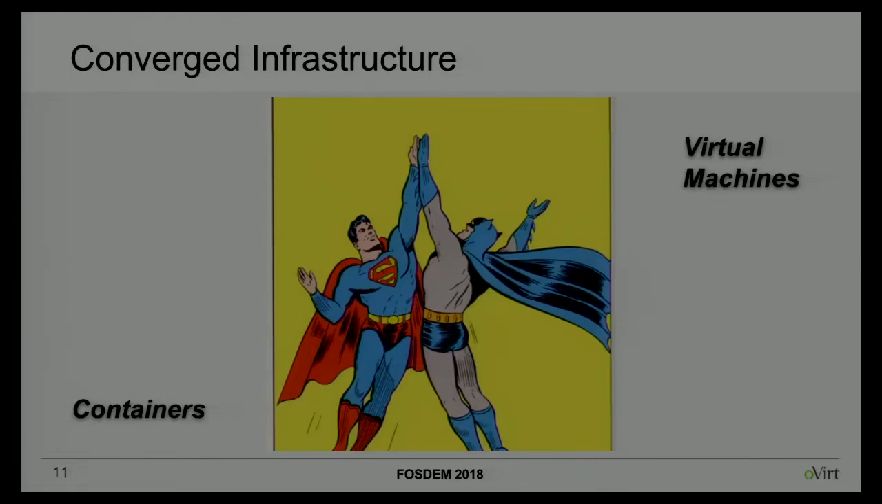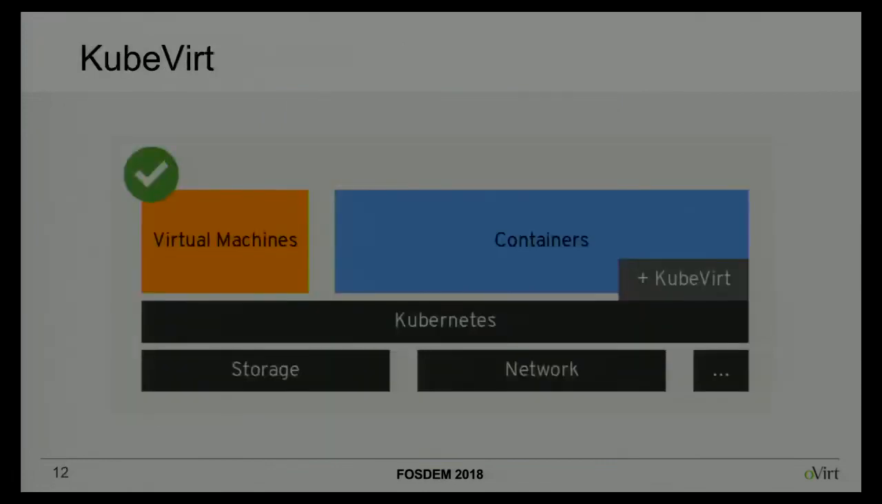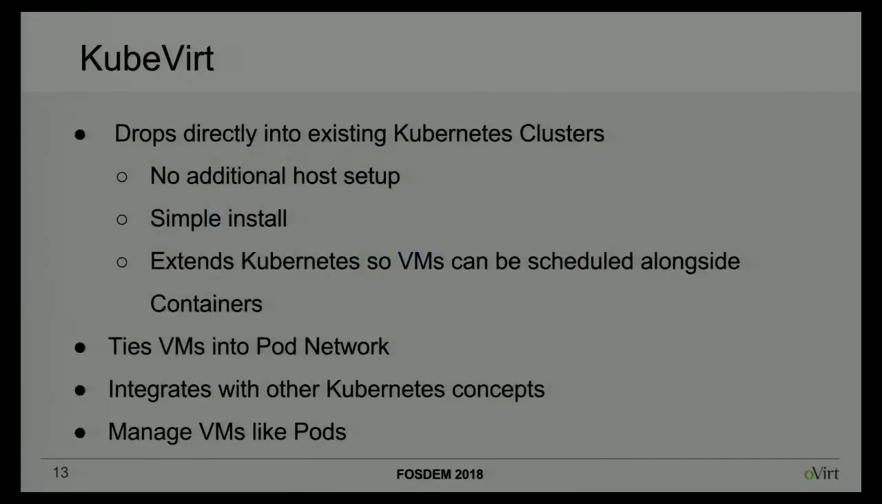So that's the main reason for us to have a converged infrastructure. We don't want to manage two infrastructures that will give us a large overhead and duplicate resources, etc. So for that, we have KubeVirt. KubeVirt comes on top of Kubernetes and acts with it. It drops really easy into a Kubernetes cluster. You don't need to add an additional host setup. It's really simple to install. And it takes all of the Kubernetes benefits and capabilities, such as scheduling and also managing it in a declarative way.